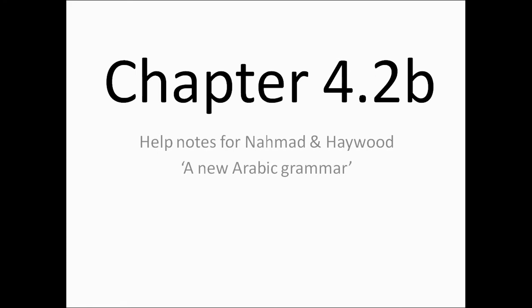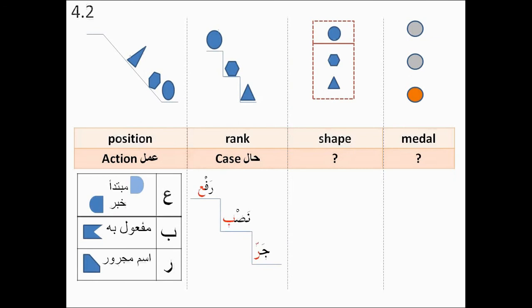Welcome to chapter 4.2b, Help Notes for Nahmad and Haywood, a new Arabic grammar. We left the last video with this slide where we were building up the bottom half of this table, in which we were comparing what nouns do with our analogy of shapes and their races.